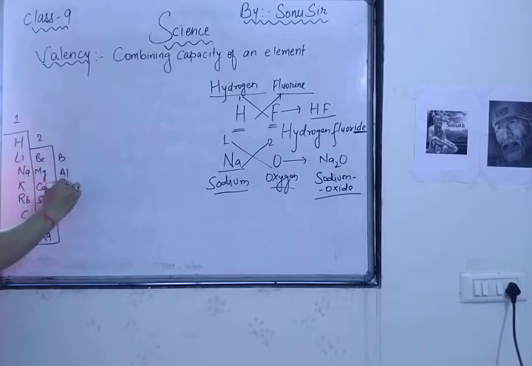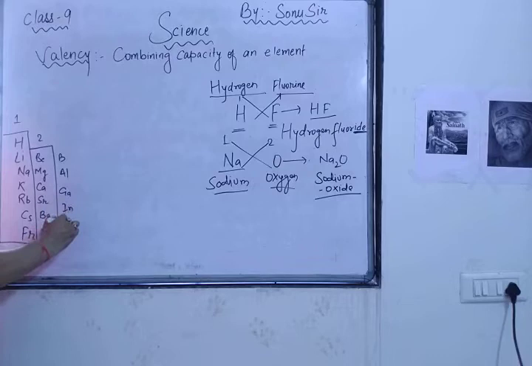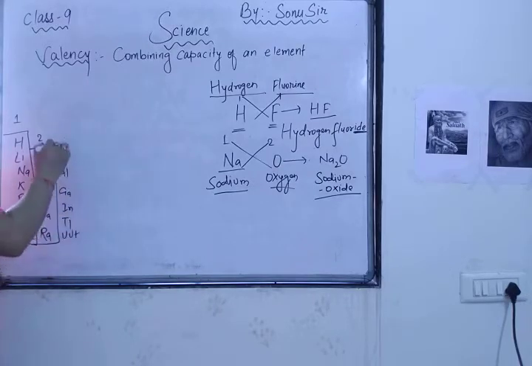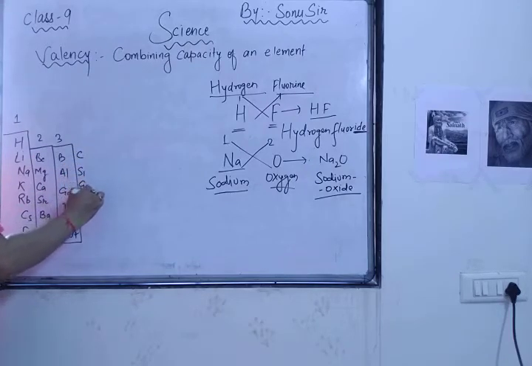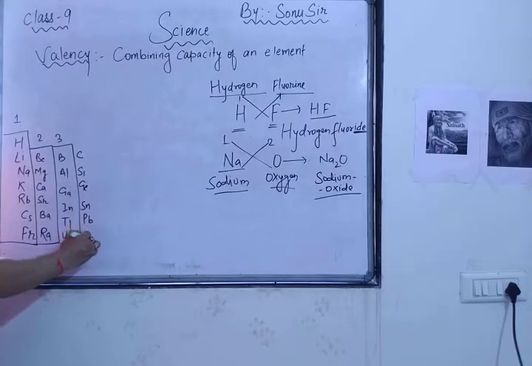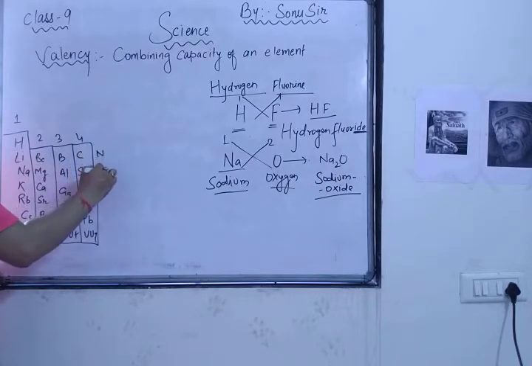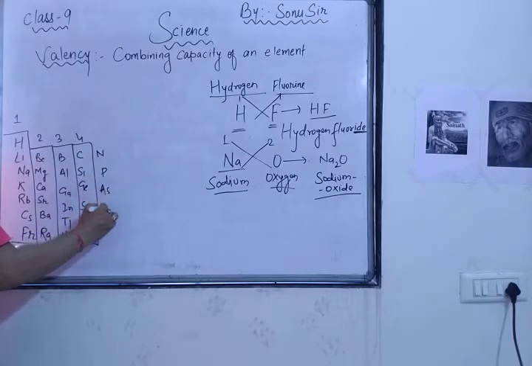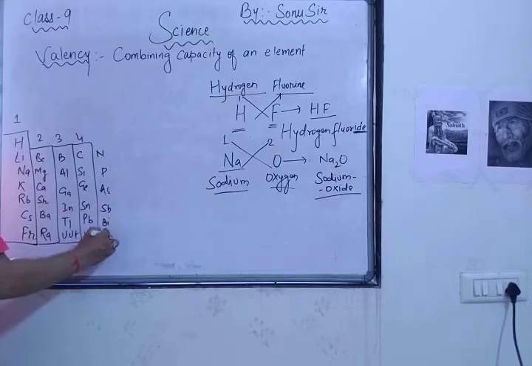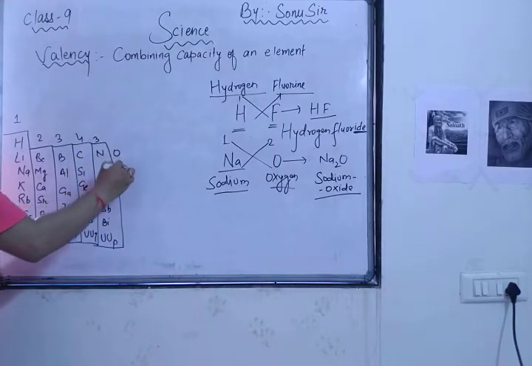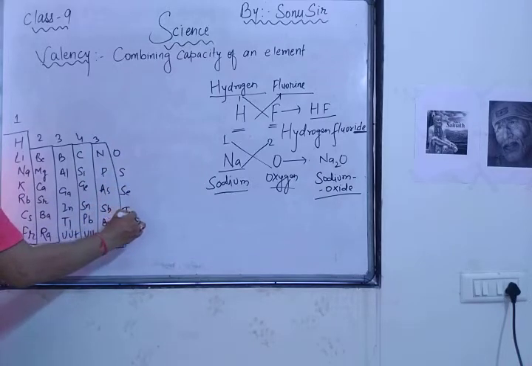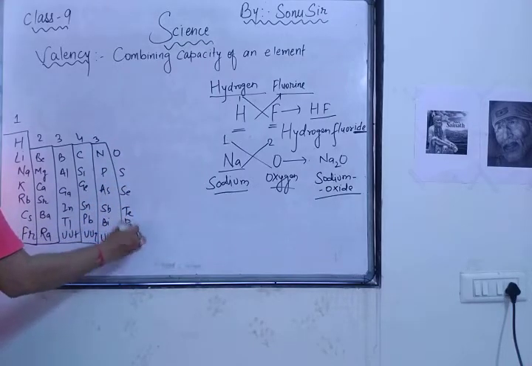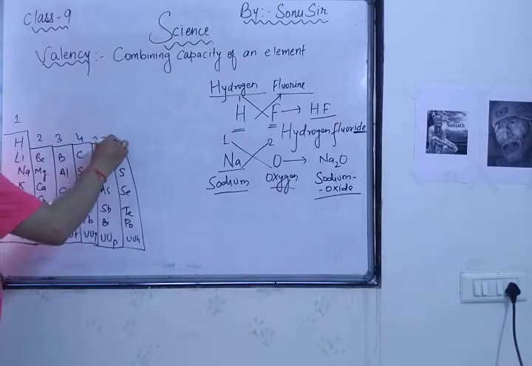Boron, aluminum, gallium, indium, thallium. All these elements have valency 3. Carbon, silicon, germanium, tin, lead, quantium. All these elements have valency 4. Nitrogen, phosphorus, arsenic, antimony, bismuth, pentium. All these elements have valency 3. Oxygen, sulfur, selenium, tellurium, polonium, hexium. All these elements have valency 2.